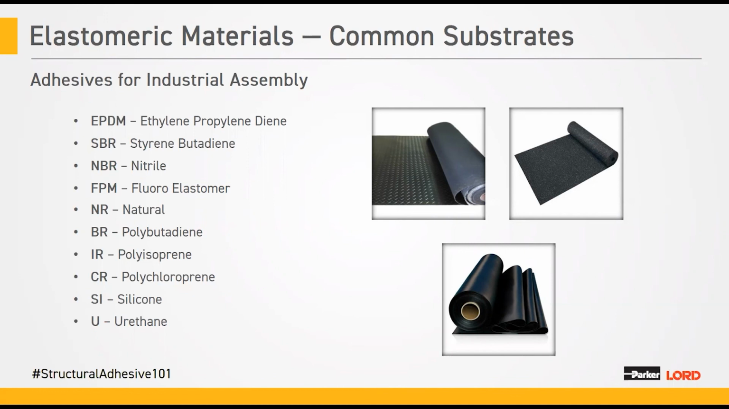The adhesives for industrial assembly are typically an epoxy or a urethane type product, bonding to things like SBR rubber or styrene butadiene, EPDM, nitrile, fluoroelastomers, polybutadiene or butadiene rubber, isoprene rubber, etc. On all those, we will typically also recommend a surface treatment, such as a primer for the materials.